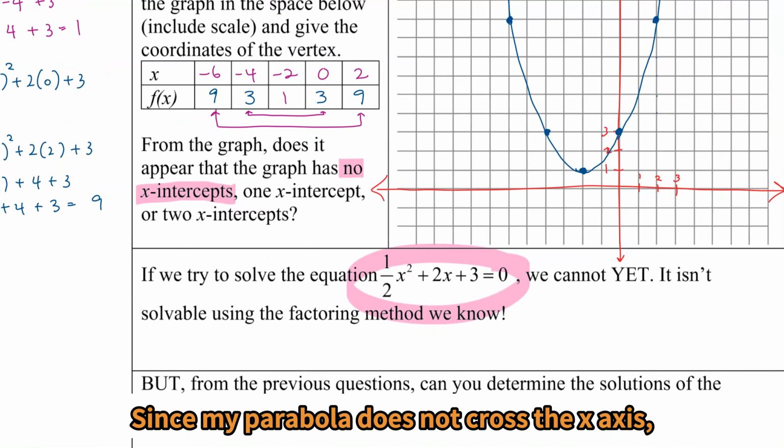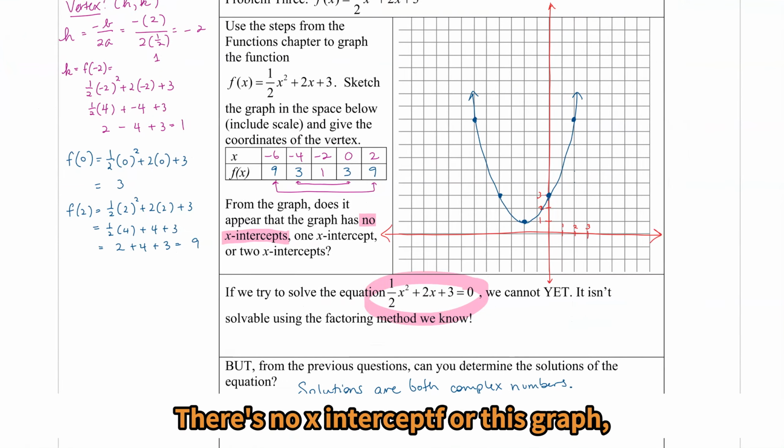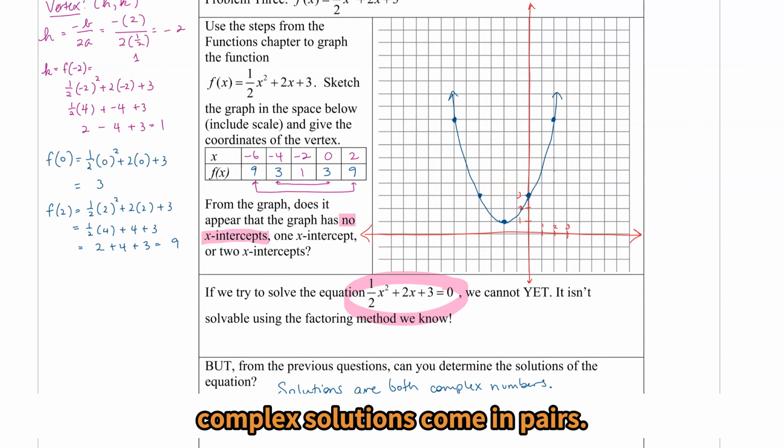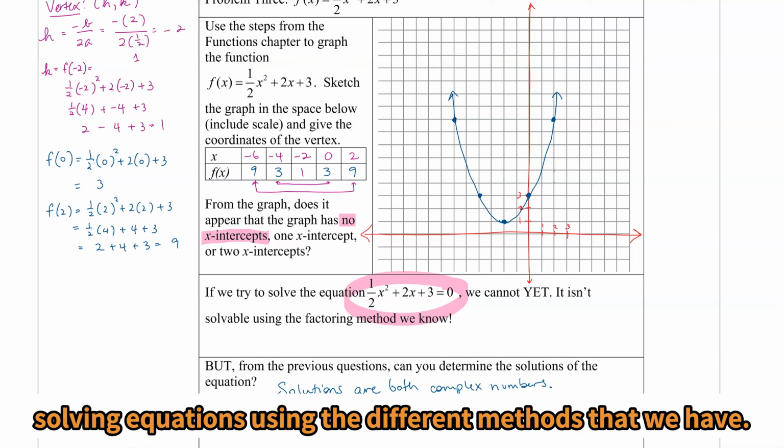Since my parabola does not cross the x-axis, my solutions are complex. There's no x-intercept for this graph, so I have complex solutions. Interestingly, complex solutions come in pairs. We'll learn more about why that is when we get into solving the equations using the different methods that we have.